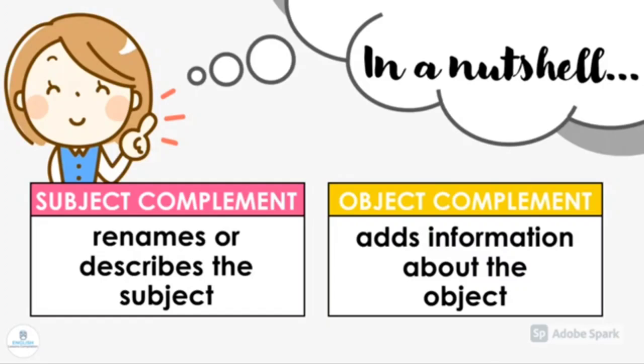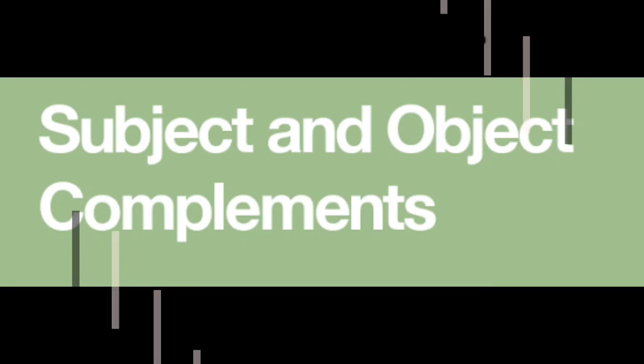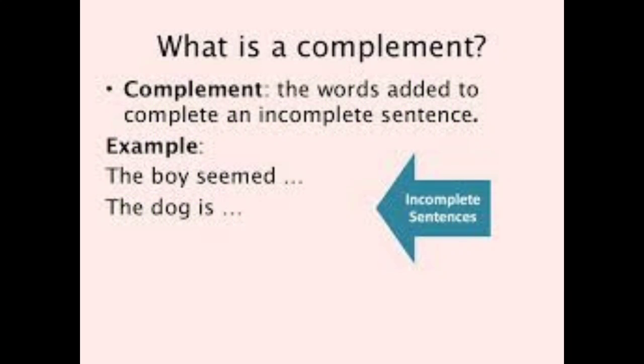Keep in mind, subject complement renames or describes the subject, but object complement adds information about the direct object. Children, that's all about subject and object complements. So, now let's see in detail about subject complements and object complements. First, let's see what a complement is.